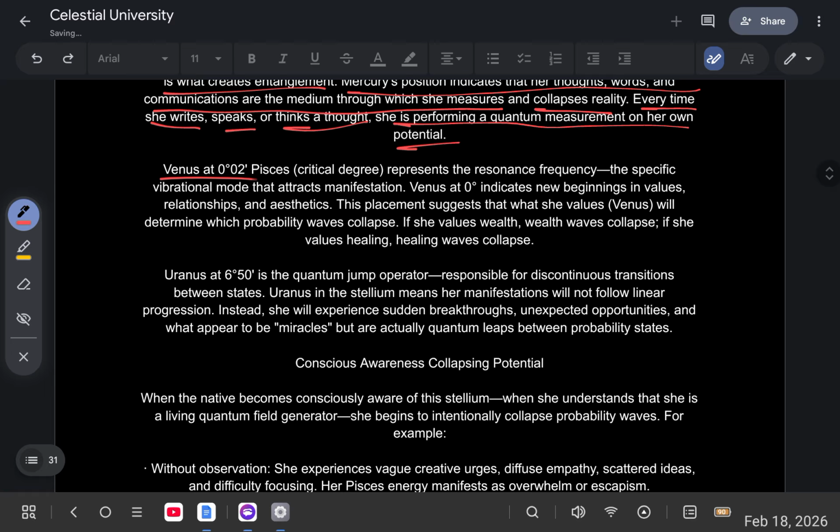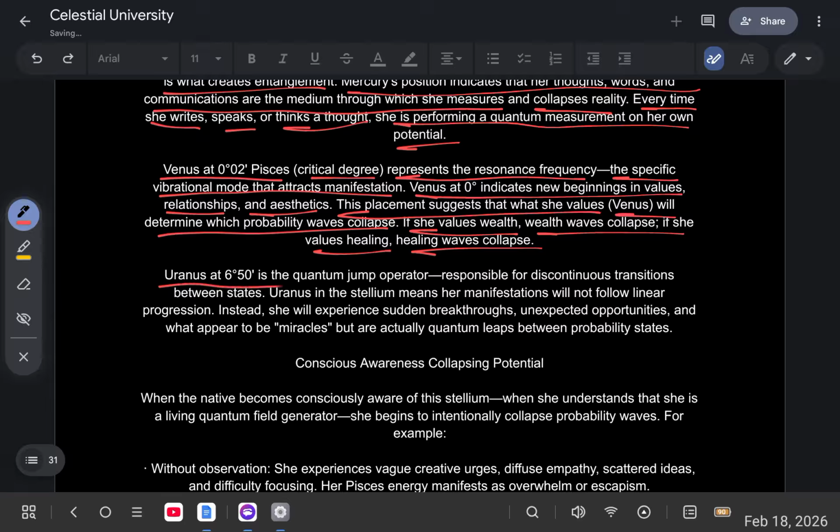Now, Venus at 0 degrees 02 Pisces, which is a critical degree, represents the resonance frequency, the specific vibrational mode that attracts manifestation. Venus at 0 degrees indicates new beginnings in values, relationships, and aesthetics. This placement suggests that what she values, which is Venus, will determine which probability waves collapse. If she values wealth, wealth waves collapse. If she values healing, healing waves collapse.